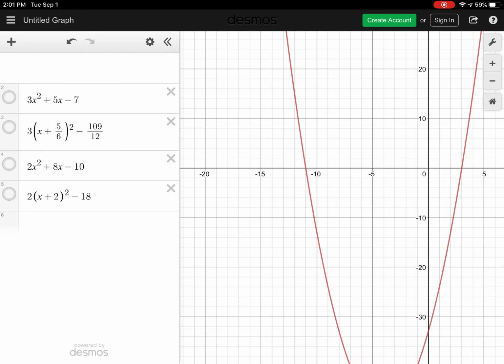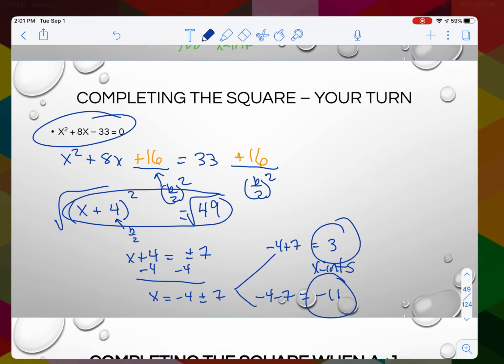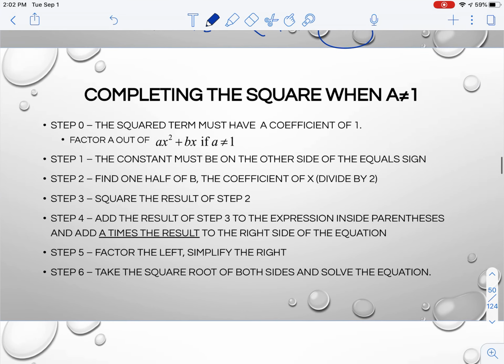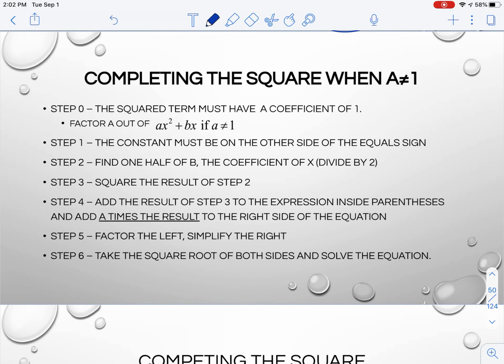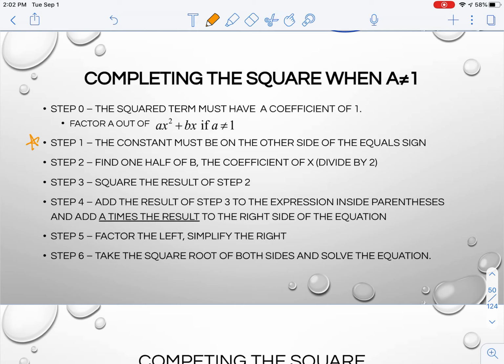Now we're going to get into where it becomes a little bit more difficult. What happens when the a value is not 1? We have to make it 1, essentially. So step 1 is going to be the same. We're going to start here and move that c term over, and then we're going to factor out the a value. This could potentially get messy.